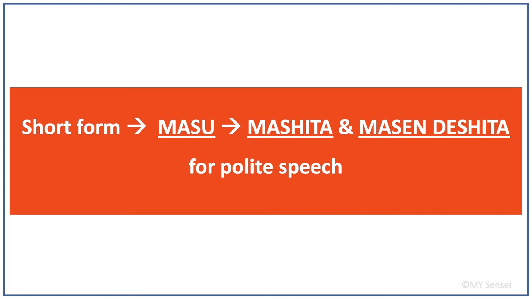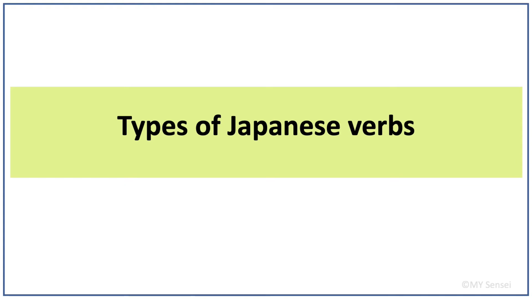How do we change verbs from their short forms to mashita and masendeshita forms? To get these forms, first we will need to know how to change verbs from their short forms to masu forms. To do so, we will first need to know the Japanese verb types. There are three types of Japanese verbs.